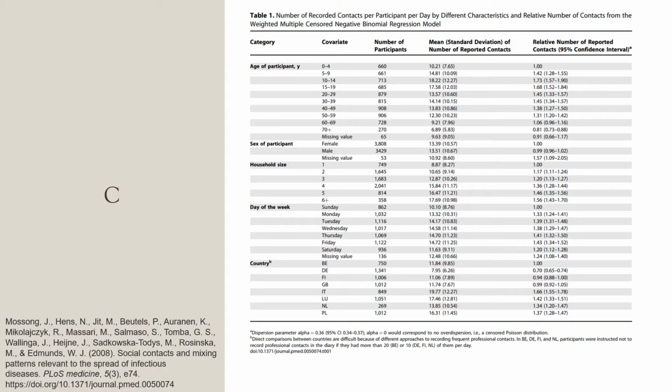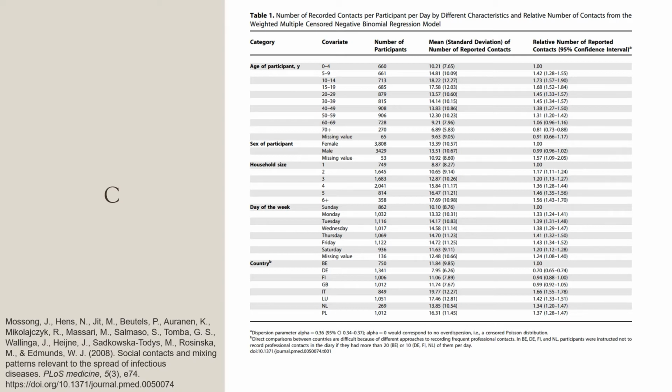So let's take, for example, C. This really wonderful paper that was published in 2008 by Mossong and colleagues, titled "Social Contacts and Mixing Patterns Relevant to the Spread of Infectious Diseases," has been a paper that I've looked at quite a bit over the past couple of months. In short, they basically took a bunch of participants from different ages throughout Europe, and they asked them to count the number of people that they had contact with over the course of a certain number of days.